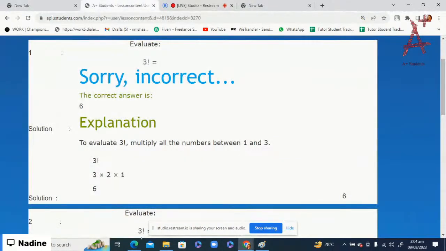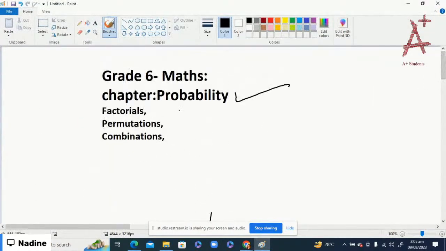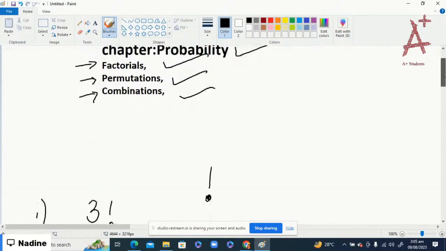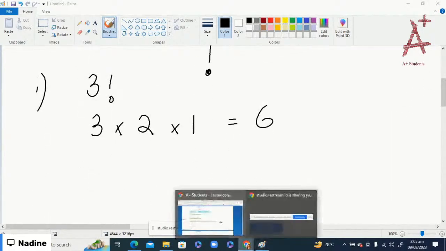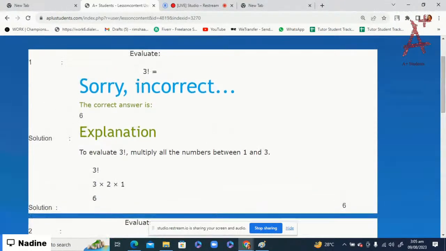Okay, so we start with question one, 3 factorial. Look at here, this is the name of the chapter, that is probability. And here are the 3 lessons: factorials, permutations, and combinations. So first we will start with factorial, and here I'm going to open it already. Okay. So now let's start. What is the answer for 3 factorial?